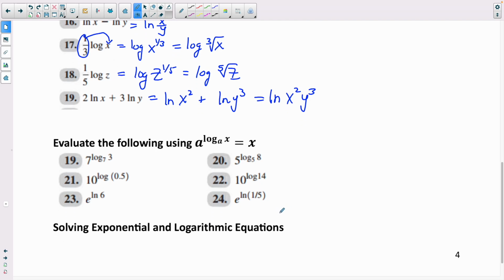For this last part, evaluate the following using a to the log base a of x equals x. And so 7 to the log base 7 of 3 is just 3. 5 to the log base 5 of 8 is just 8. 10 to the log of 0.5 is 0.5, because remember, a log without a base written there is just base 10. 10 to the log 14 is 14. e to the ln of 6 is 6. And e to the ln of 1/5 is 1/5. And those are your answers to the you try.